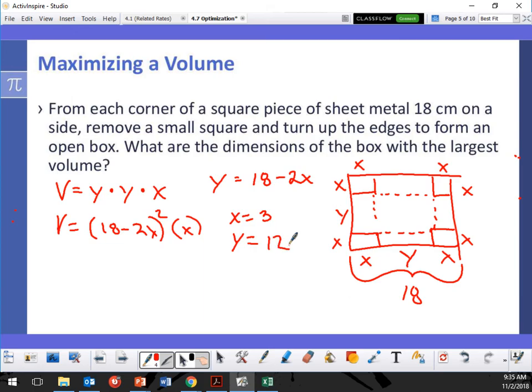So the maximum volume is going to be 144 times 3. What is it? 432. 432 centimeters squared. Wrong, cubed. Are we maximizing volume? Yes, sir.